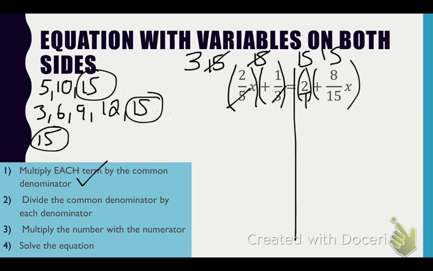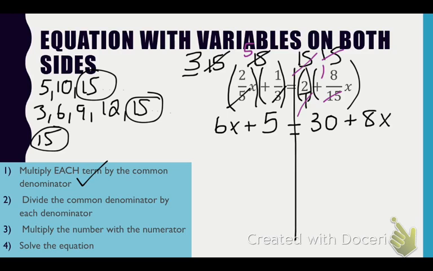Write it in a different color. Let's go purple. And 15 divided by 1 is still 15, and 15 divided by 15 is 1. So now I'm going to multiply my numerators. So I'm going to take 3 times 2, which is 6, and then there's an x. 5 times 1, which is just 1, so plus 5, not 1, it's 5, equals 15 times 2, which is 30, 1 times 8, which is 8, so plus 8x.